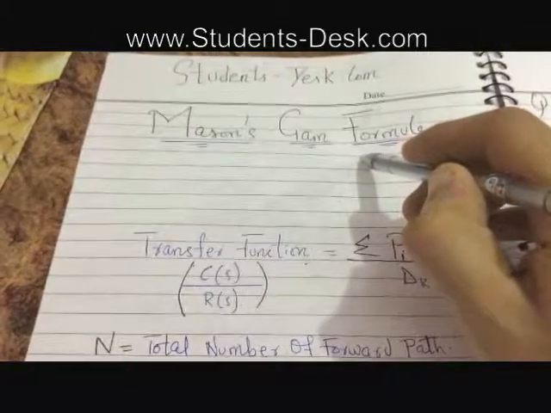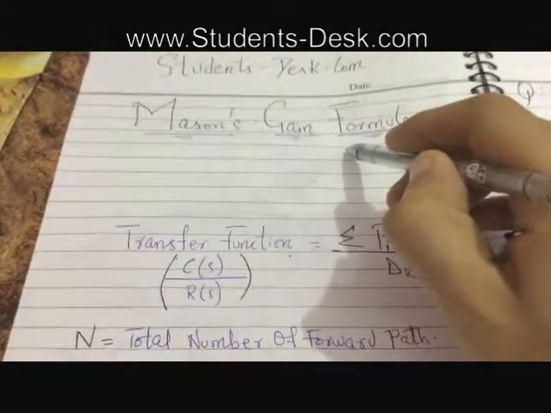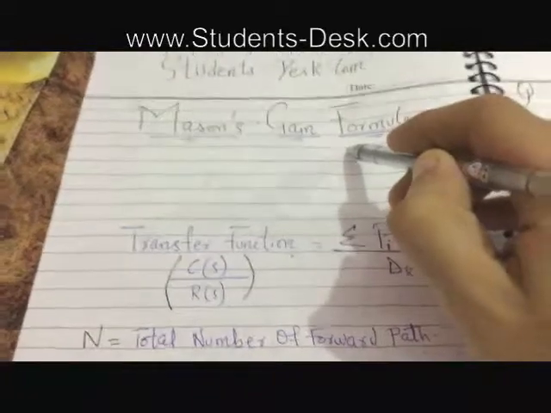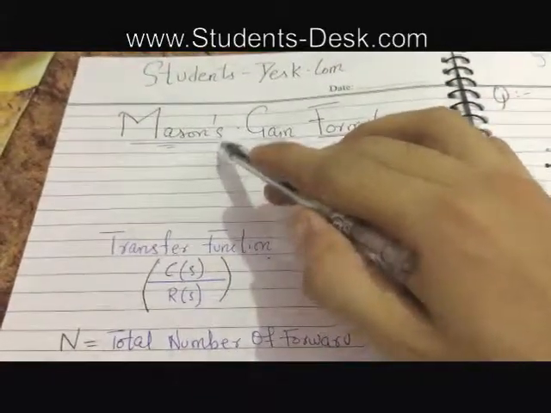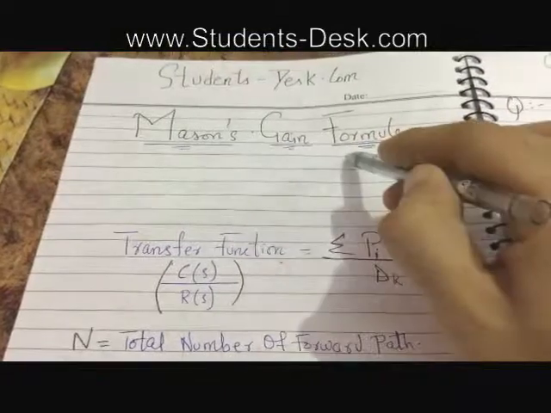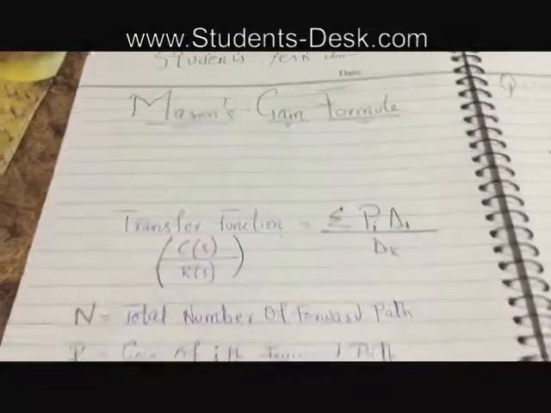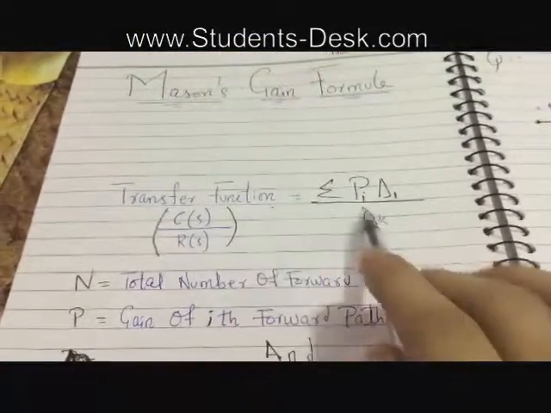The topic is Mason's gain formula. Finding the transfer function of a complicated system through block diagram reduction is a complicated method. You can find the transfer function of any system very easily using Mason's gain formula. So let's take a look at what Mason's gain formula is.